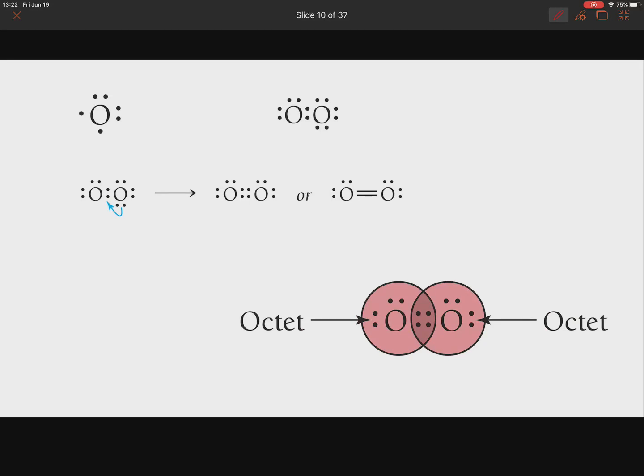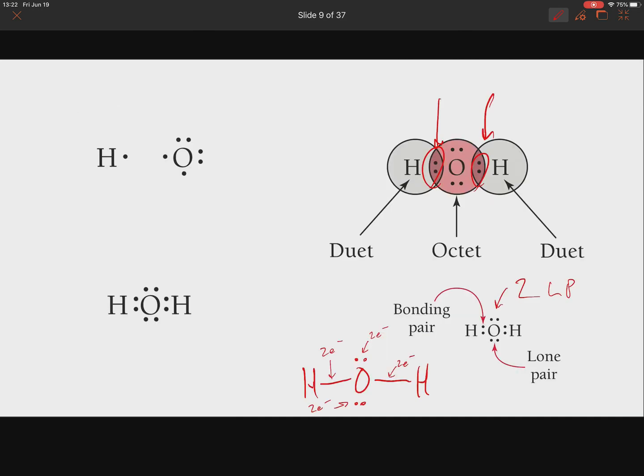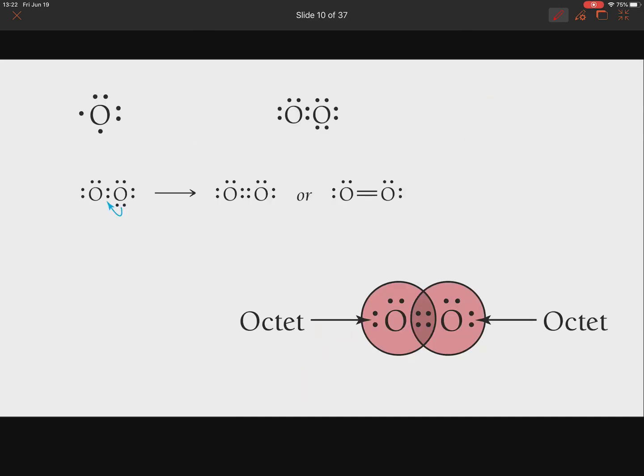So Lewis theory does explain why the halogens form diatomic molecules. I showed you hydrogen already, how hydrogen forms. It's a diatomic molecule, but it's not a halogen. Again, it has one electron and it wants to share that one electron.